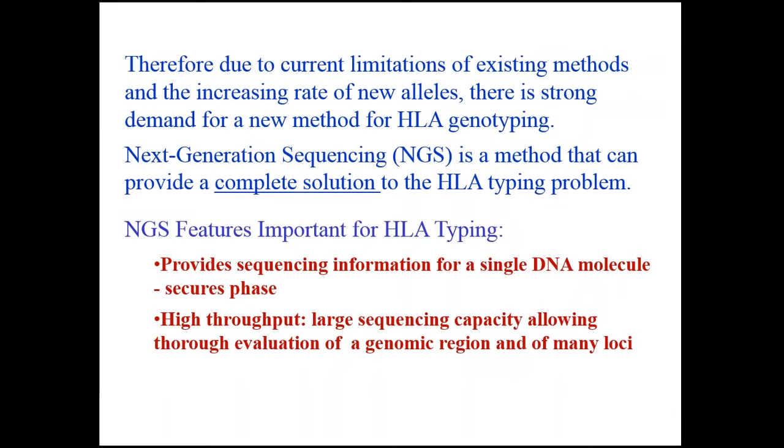Next generation sequencing is a method that can provide a complete solution to the HLA typing problem. And the reason it can provide a complete solution is because of two major features it has. One is that it provides sequencing information for a single DNA molecule, and by doing so, secures phase. Each piece of DNA is characterized separately and independently from the equivalent sequence of the other chromosome. And by doing so, we have phase. Furthermore, it is a high throughput technology, and as such, we are now able to sequence regions we were not sequencing before, and by doing so, we cover the whole gene, and as such, we are able to eliminate a lot of ambiguities.